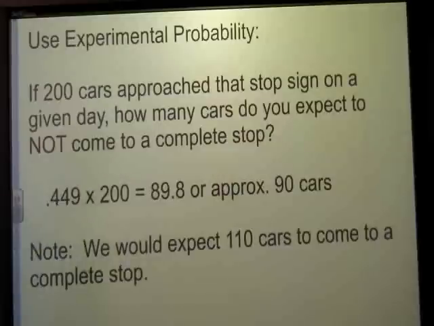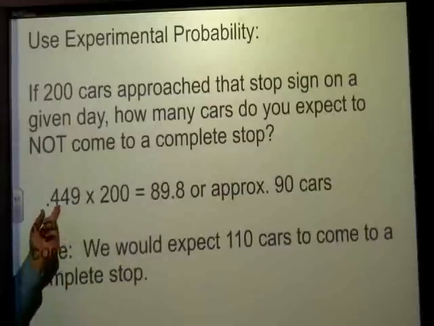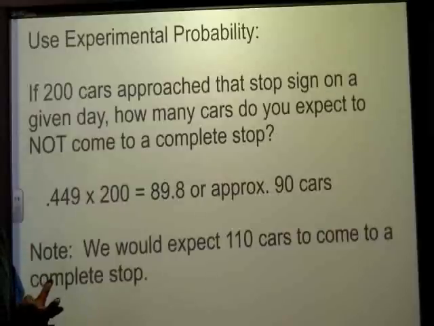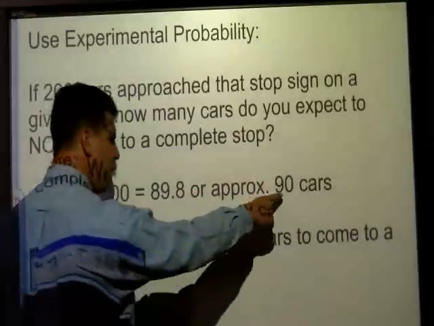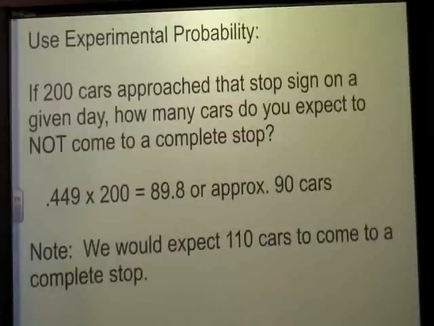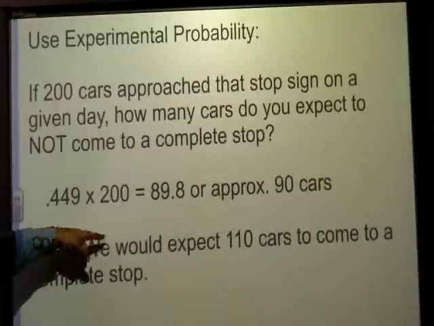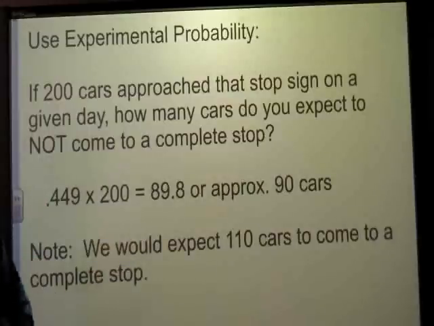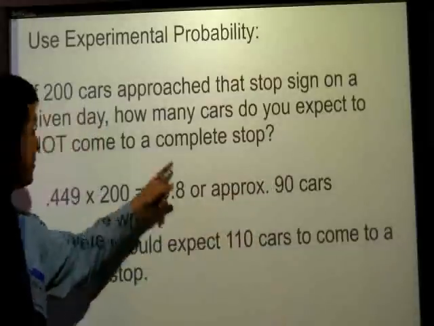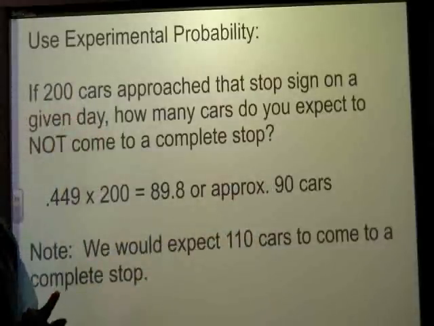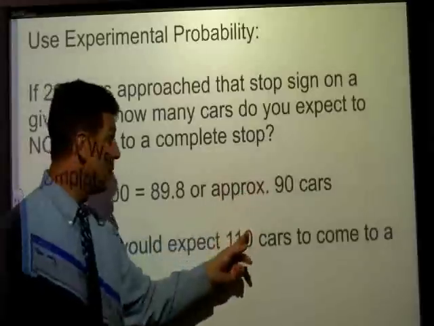So if 200 cars come to that stop sign, we expect about 44.9% of them to not come to a complete stop. That's about 90 cars out of 200. Now, one thing we can then do is say, well, if these cars do not come to a complete stop, that means that 110 of them, because it's 200 total, will come to a complete stop. Okay, so we can make that assumption as well.